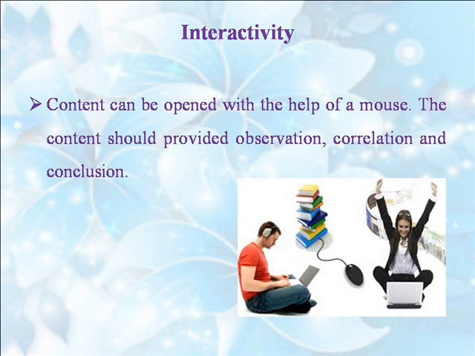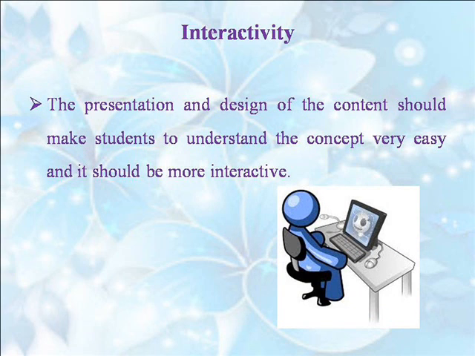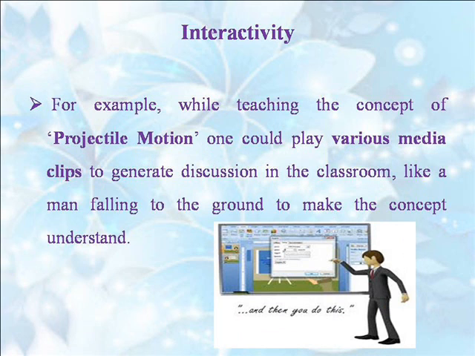Interactivity. Content can be operated with the help of a mouse. The content should provide observation, correlation, and conclusion. The presentation and design of the content should make it very easy for students to understand the concept, and it should be more interactive. For example, while teaching the concept of projectile motion, one could play various media clips to generate discussions in the classroom, like a man falling to the ground, to make the concept understood.